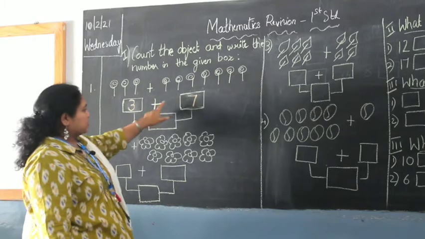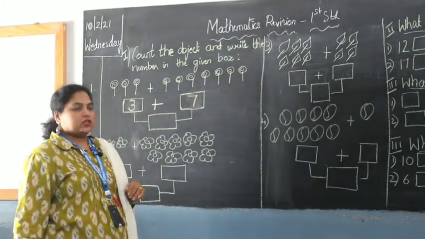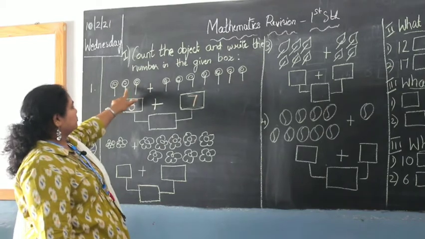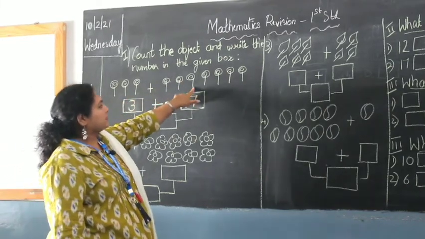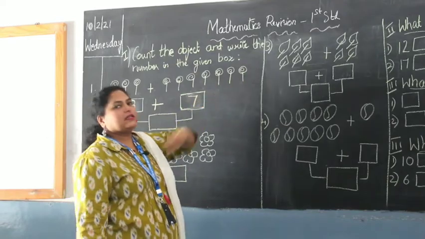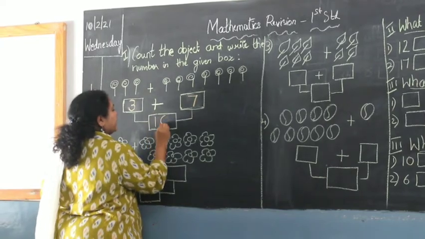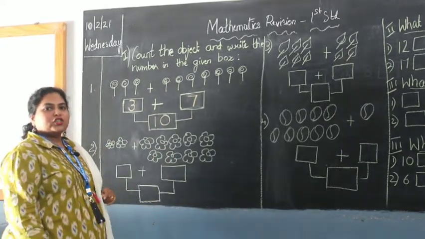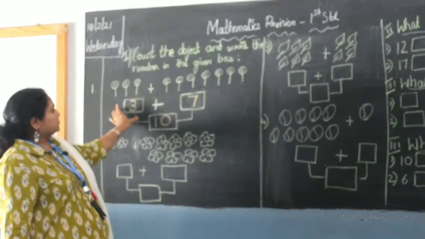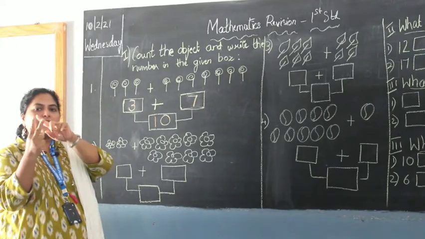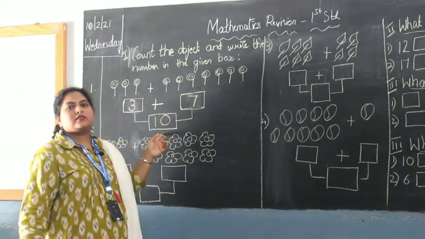So 3 plus 7 gives you how many? So you have to count 1, 2, 3, 4, 5, 6, 7, 8, 9, 10. So 3 plus 7 is 10. You have to write 10 in the box. Is that clear children? You're adding the objects and putting it in the box, then add both the boxes and write 3 plus 7: 3 in your mind, 7 on your fingers. So 3, after 3 is 4, 5, 6, 7, 8, 9 and 10. So 3 plus 7 is 10.